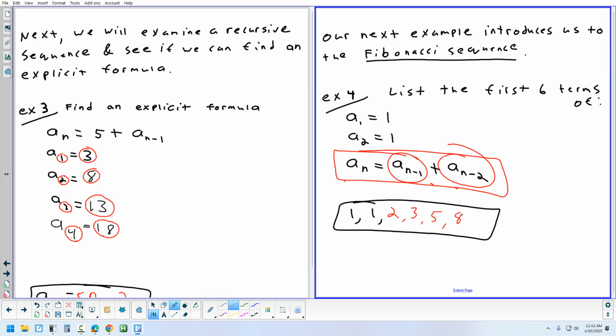Yeah. So that's it. There's your Fibonacci numbers. Any question on that one?